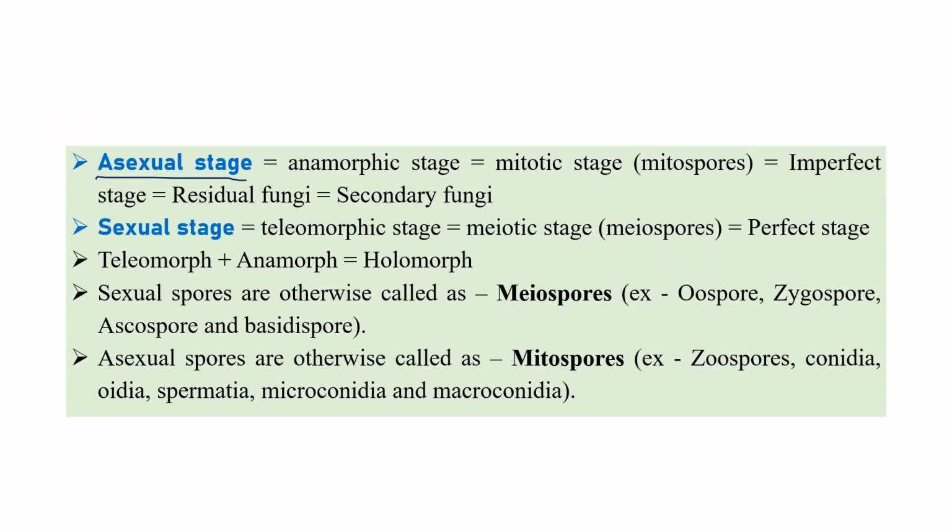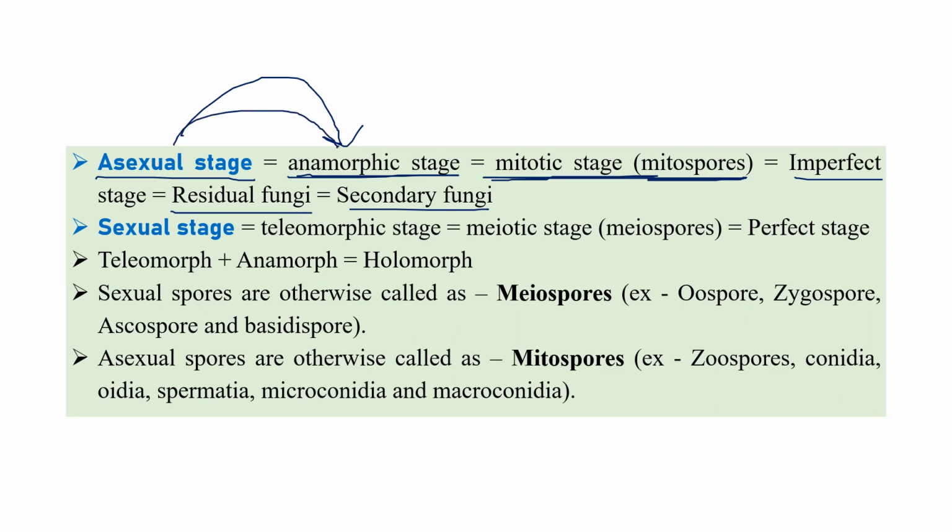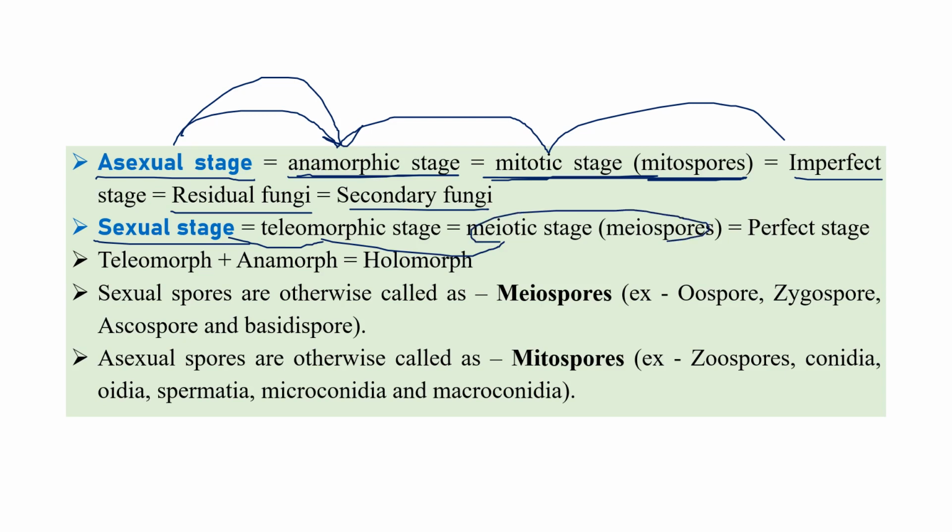And one more thing, students used to get confused: asexual stages are otherwise known as the anamorphic stage, otherwise called the mitotic stage because mitotic reproduction happens, and otherwise called the imperfect stage. All give the same meaning only. I repeat, the asexual stage is otherwise called the anamorphic stage, mitotic stage, or imperfect stage. Sexual reproduction is called the teleomorphic stage, otherwise called the meiotic stage because meiosis happens in sexual reproduction, and otherwise called the perfect stage.